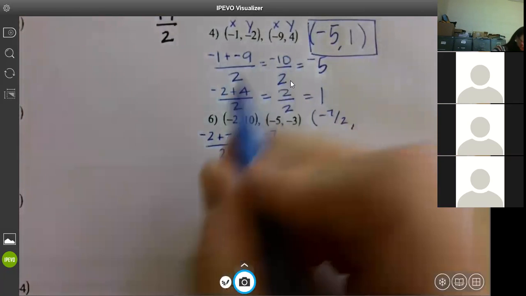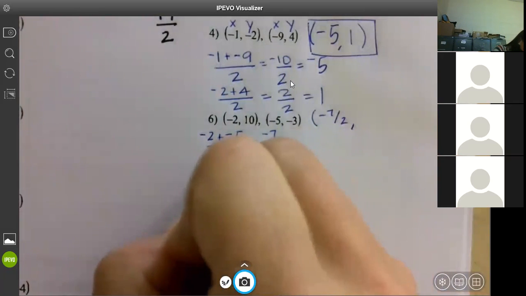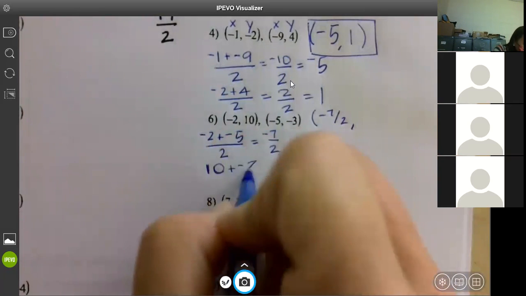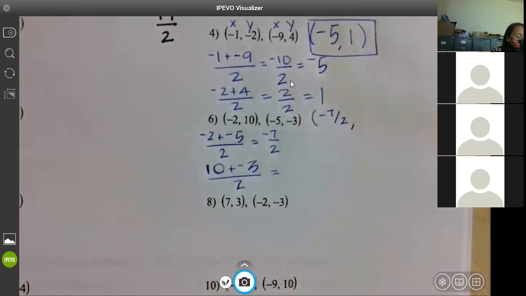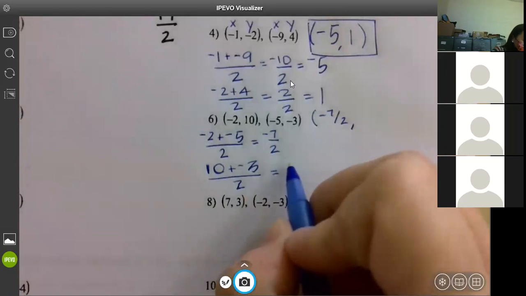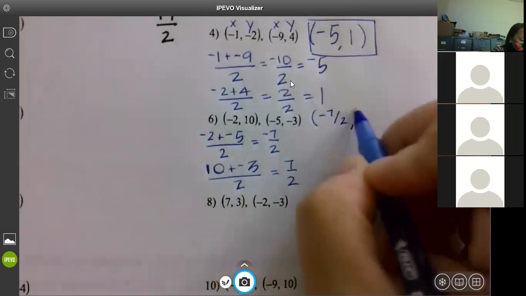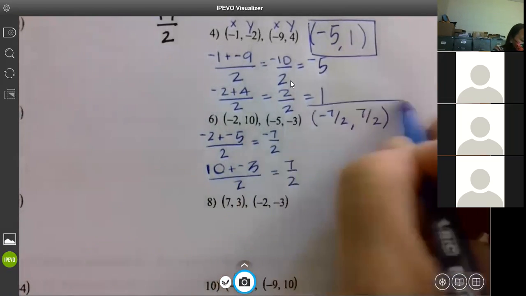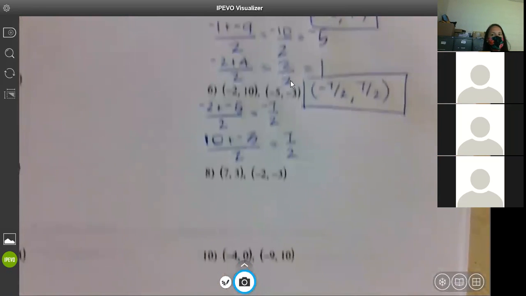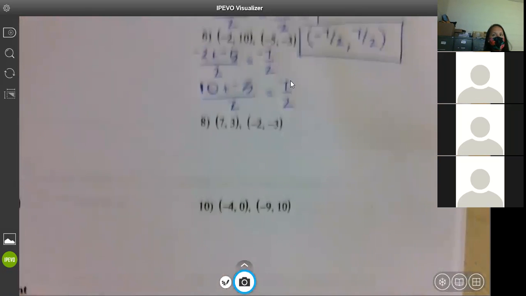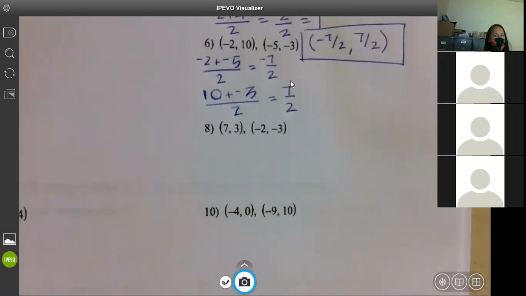What are your two y's? 10 and -3. We're going to divide it by 2. 10 plus -3. Will not reduce. So that's your y coordinate. Number 8. Number 8.